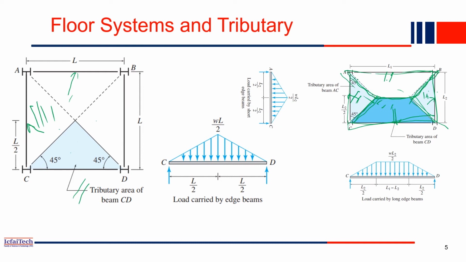So if you consider this one now, this is the type of loading this beam will experience. The middle portion will have a rectangular shape. This is the rectangular shape. It will affect like that. But in the trapezoidal case, the beam will experience the load in this manner.